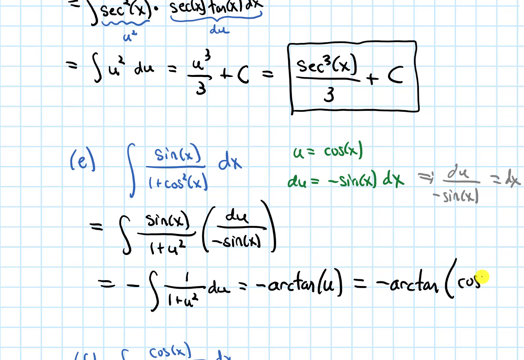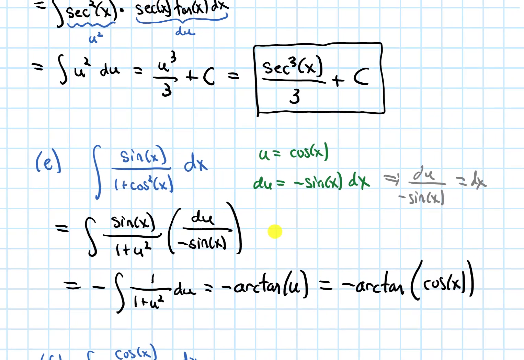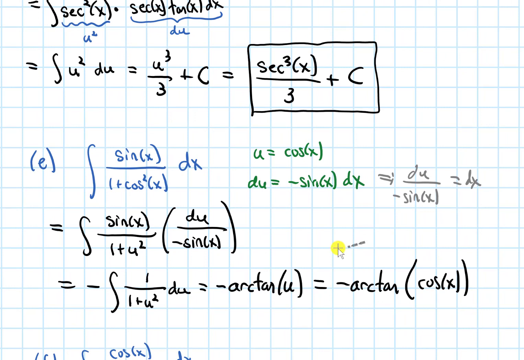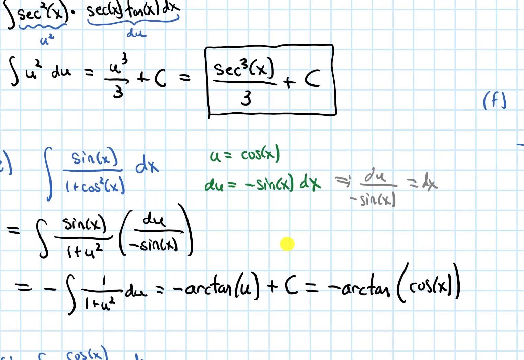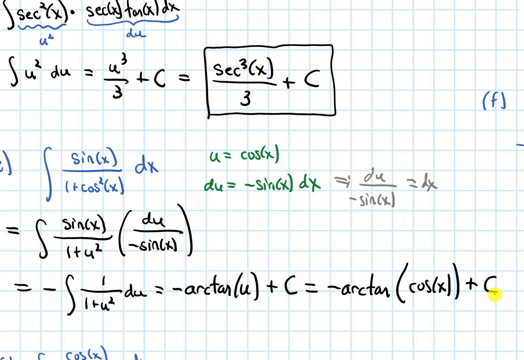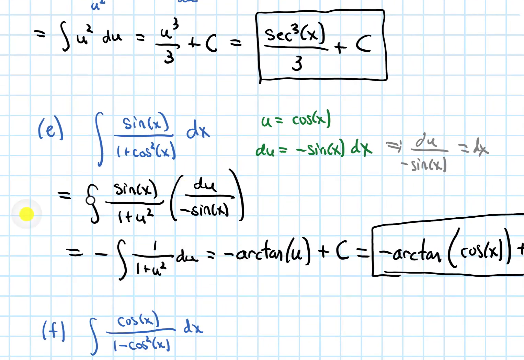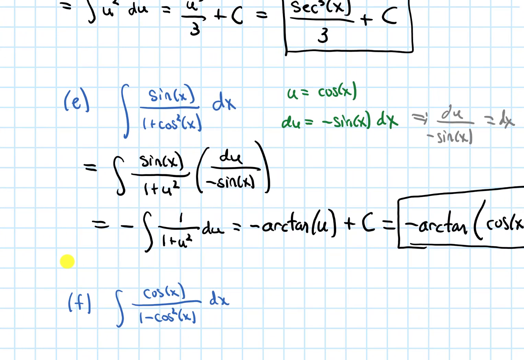It was cosine x. And whoops, I realized I forgot the plus c on the previous line. Okay, so once I took this antiderivative, I got to put the plus c. Can't just wait till the last step. It's once I've done the antiderivative, I got to put the plus c in at that step. Alrighty, so there we go. That is our answer. Okay, so to end this, let's look at part F.